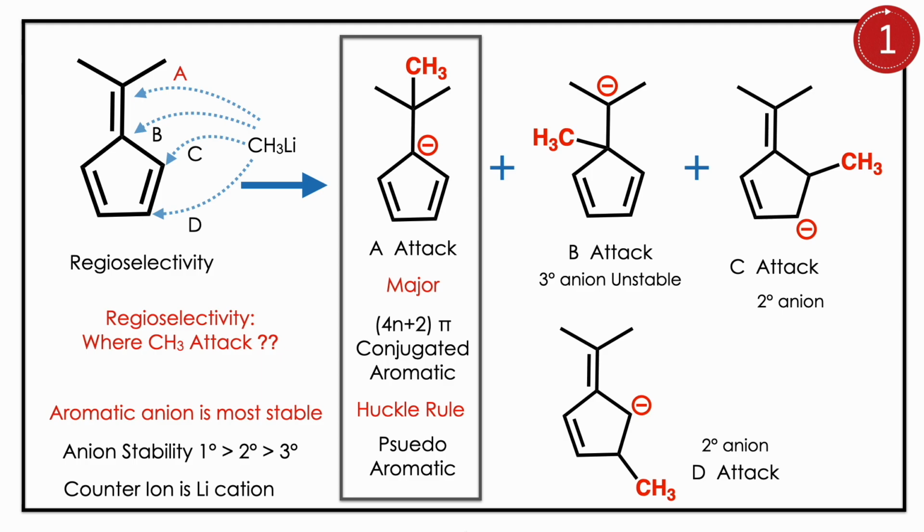Here methyl lithium can attack many carbons, A, B, C, D, but only attack on the A carbon leads to the stable compound. Let us analyze the other possibilities. B attack leads to an unstable tertiary anion. C attack leads to a secondary anion. D attack also gives a secondary anion. But A attack leads to the aromatic anion, which is 4n plus 2, where n is 1, so 6 pi electrons. So it's a pseudo-aromatic stable compound. So CH3 attack dominates here by anion stability. So regioselectivity is achieved through aromaticity.